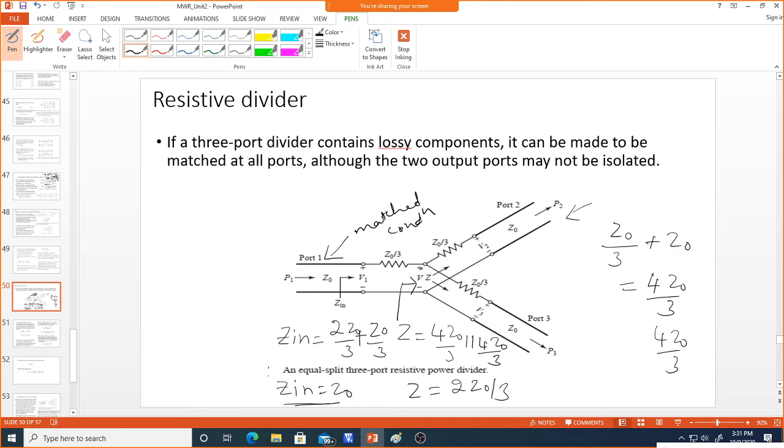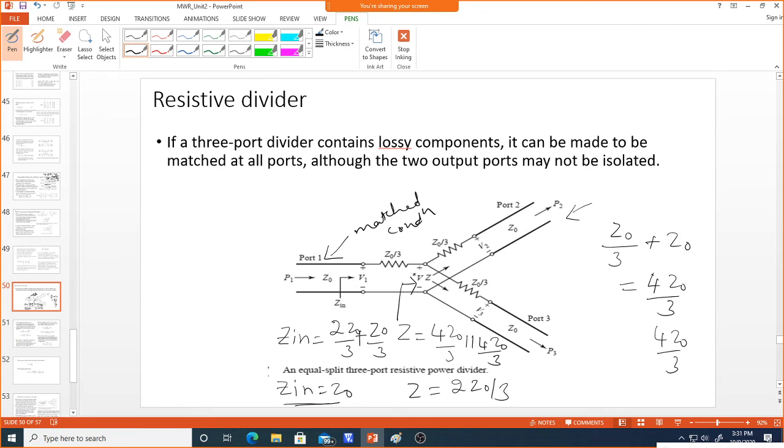So if I take the voltage at this point, and calculate for only this combination, that is this line, whatever the voltage appearing here will be multiplied by Z0 by 3, divided by the combination of the resistors. So simply you apply the divider rule, then you will get the voltage.